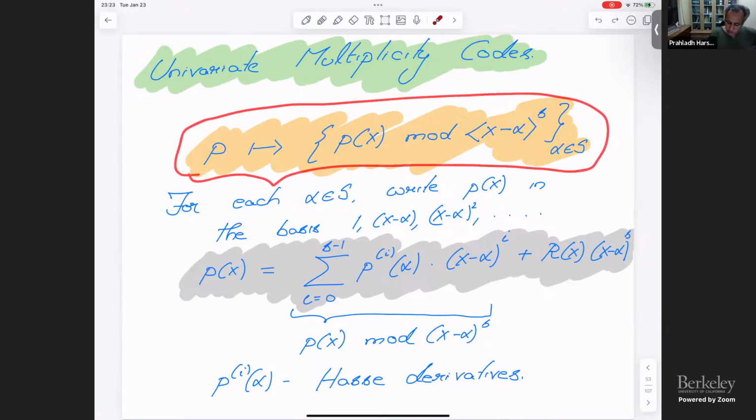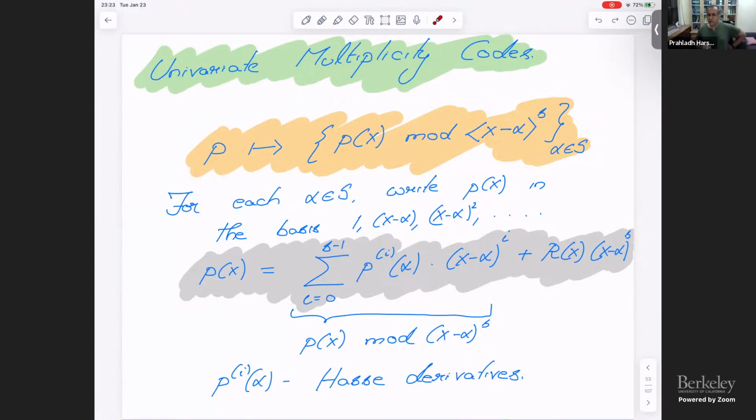You're going to give P mod x minus alpha. So for every alpha, you're going to give P, the evaluation at that point, the first derivative, and all the way up to the S minus first derivative, and so on for each of the alphas in the evaluation set.